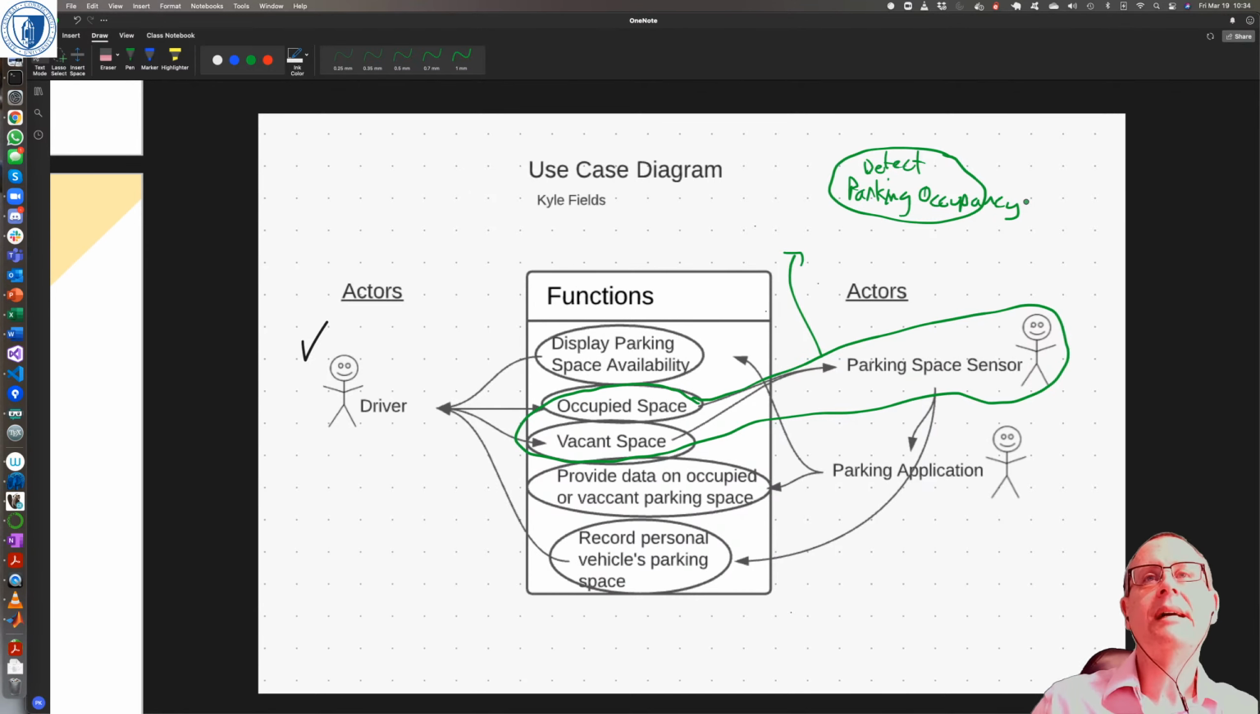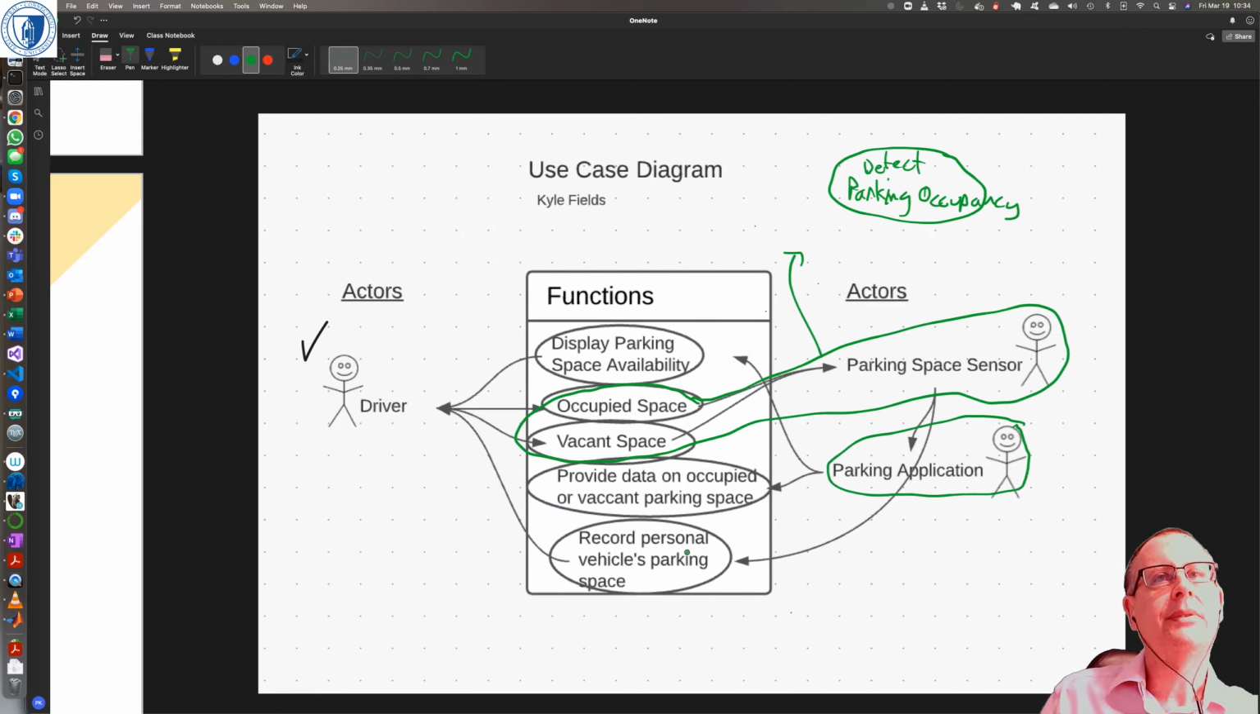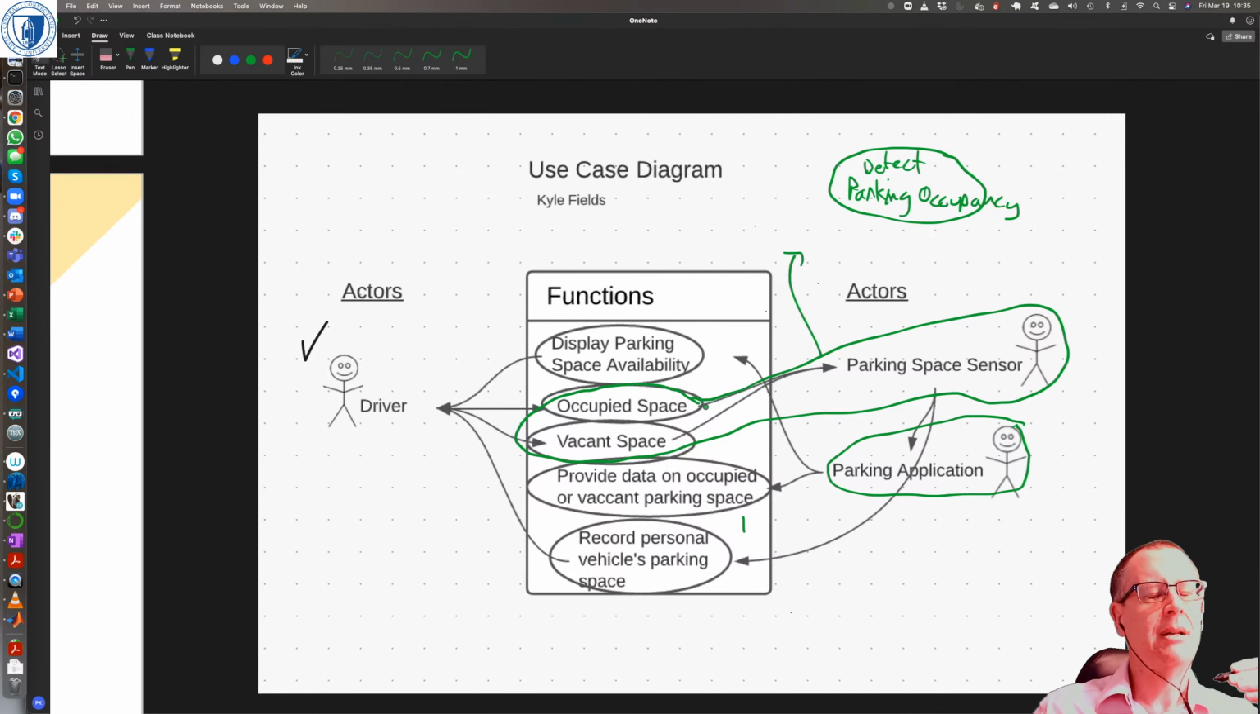And then provide data on occupied or vacant parking space. Yeah, that sounds like a good use case. That's certainly something that you want to be able to do. I'm thinking though that function is provided by the parking application, which is part of what your system is, right? That's one thing your system is going to have, an app that lets you show that information, right? Again, I don't think it's a thing that's different from what you're trying to build. You're trying to build that parking application, right? It's part of the system that you want to put together.